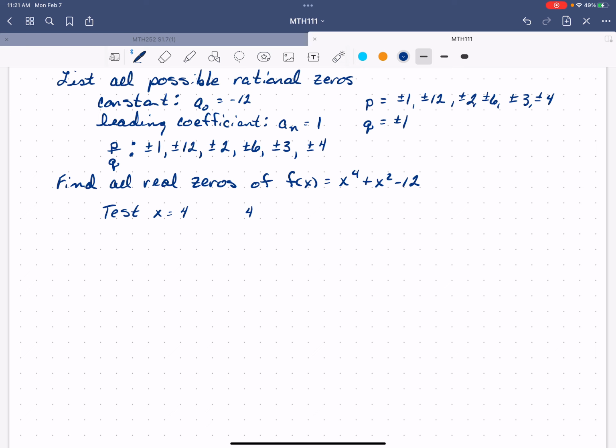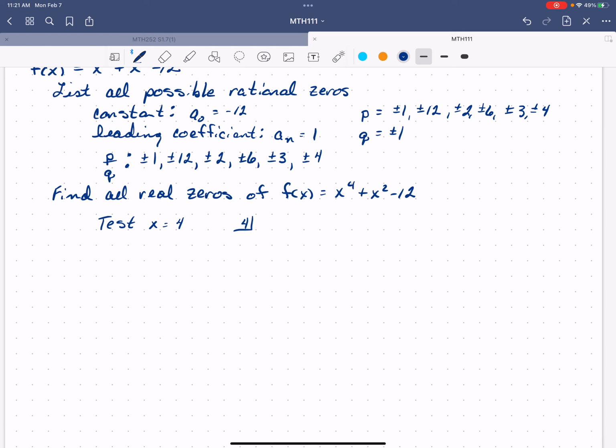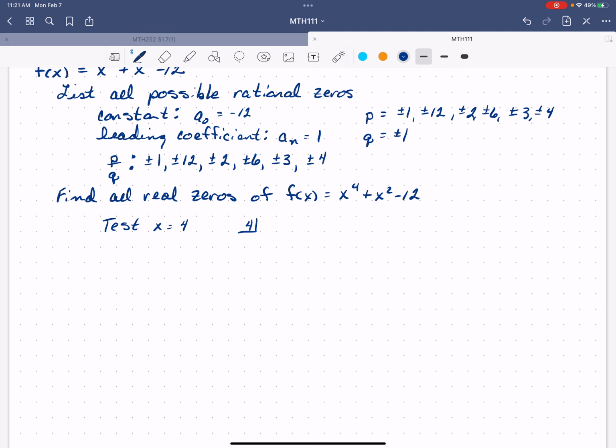So I know from the previous example that means I put 4 in my box and I write out my coefficients, but remember I have to have every power present, so that is 1x to the fourth plus 0x to the third plus 1x squared plus 0x minus 12. And so I'm going to bring down the 1, and I multiply and add. Oh, and I can see that this isn't going to work, is it? Okay, so 4 is not going to work.